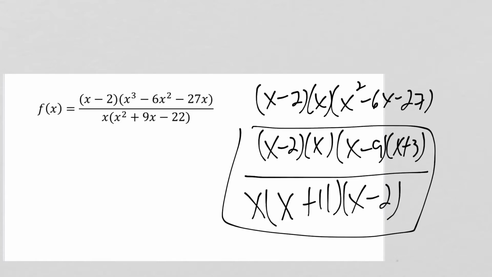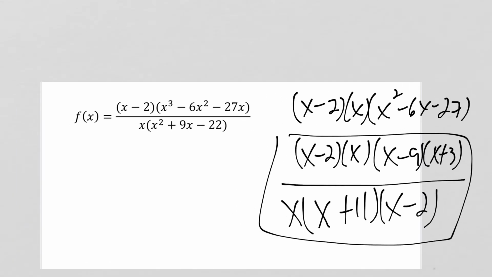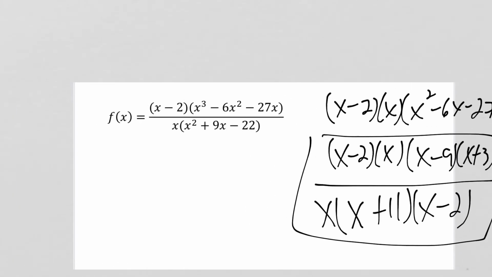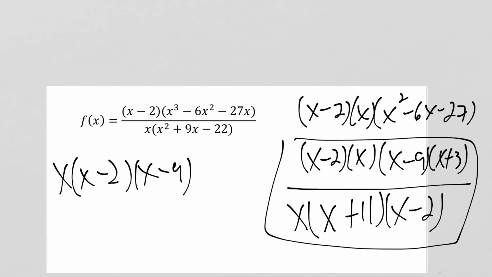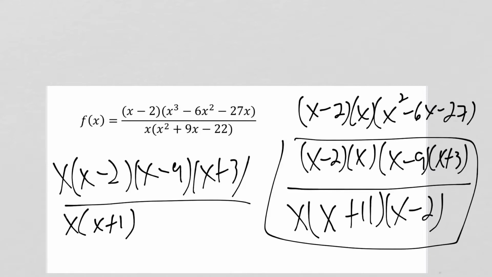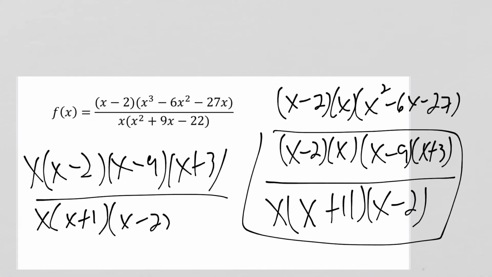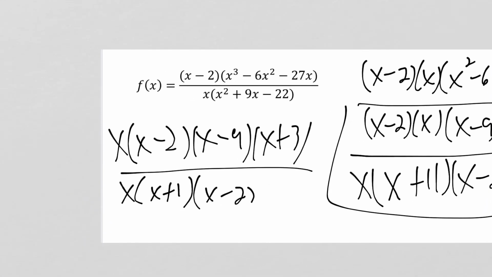I'm just going to go ahead and rewrite it. So in general, let's put the x out front. I feel like that makes it look a little neater, and then we'll also be able to see things a little bit more clearly. So we have x times x minus 2 times x minus 9 times x plus 3, and then that's divided by x times x plus 11 times x minus 2. Okay, cool. So those are our factors.